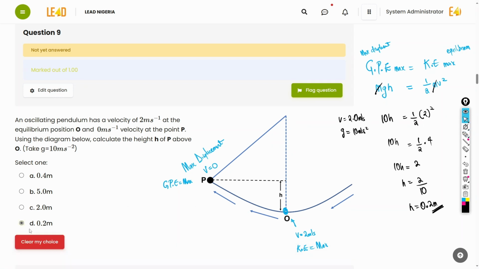So how did we solve this question? We solved this question by understanding that at the middle, we're going to have maximum kinetic energy, and at the end point, we're going to have maximum gravitational potential energy. And due to the law of conservation of energy, they must be equal, because the total amount of energy in the system must be constant. So we equated them and found that we could cancel out the masses, which we did. And then it was easy from there to solve for the value of h.